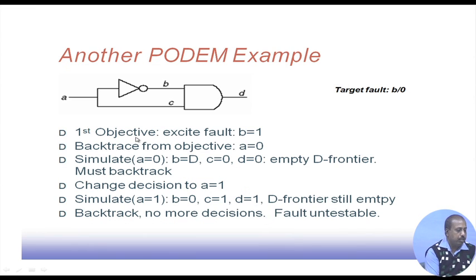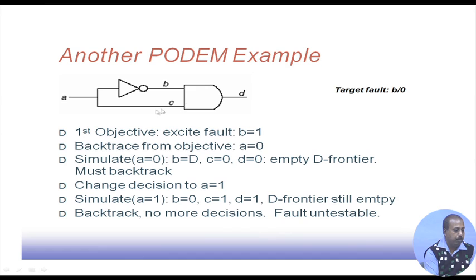Another example that we can look into is that we target B stuck at 0. To excite the fault, we have to have B equal to 1. That is the first objective. If we backtrace, we get A equal to 0 to be the objective. Now we simulate for the event A equal to 0. Now we see that B becomes equal to D, because that is the point where the fault has to be traced. And then since A equal to 0, C becomes 0 and D becomes 0. So the D frontier becomes empty.